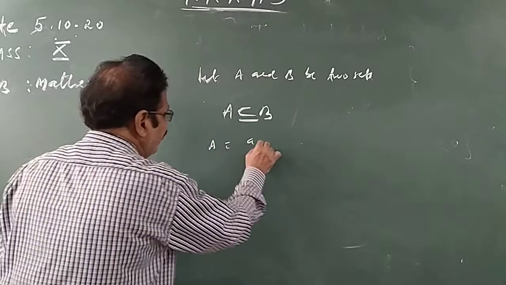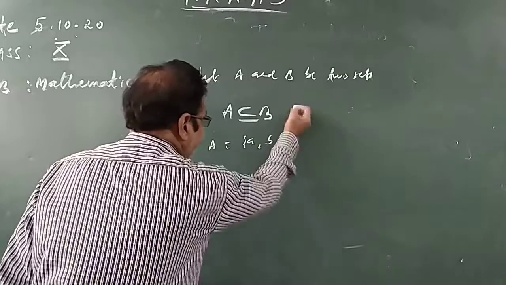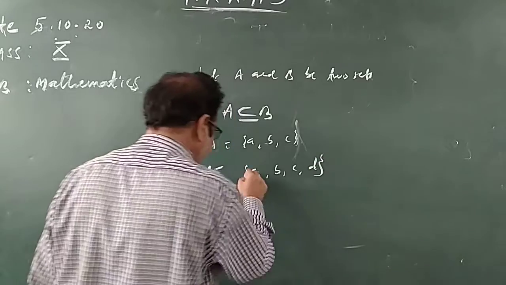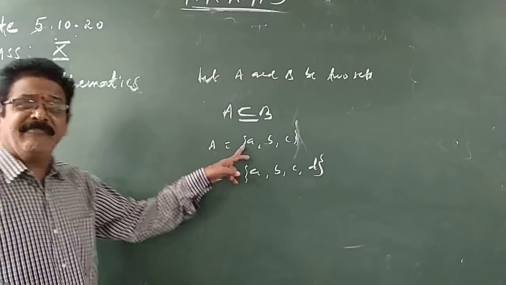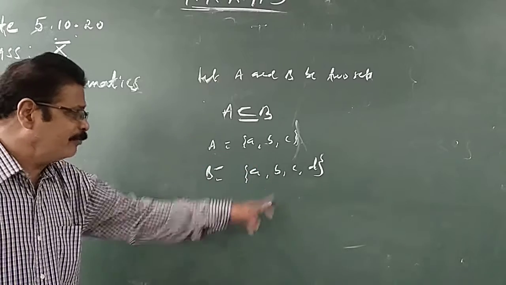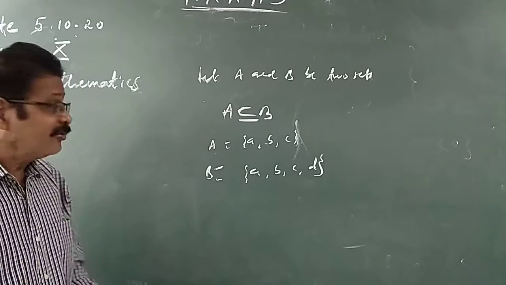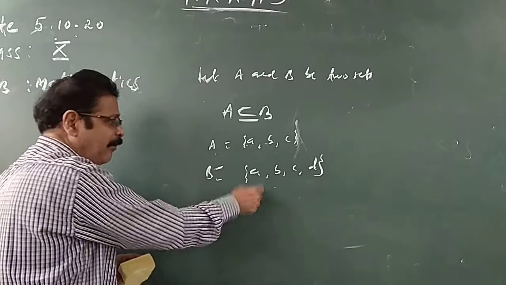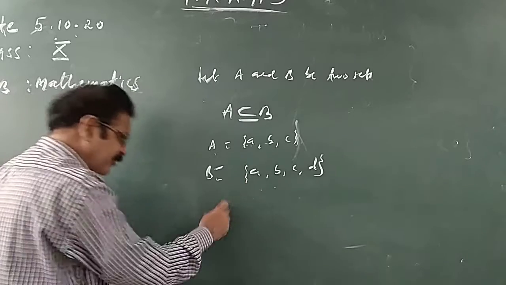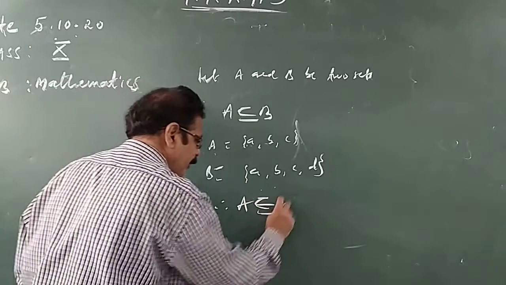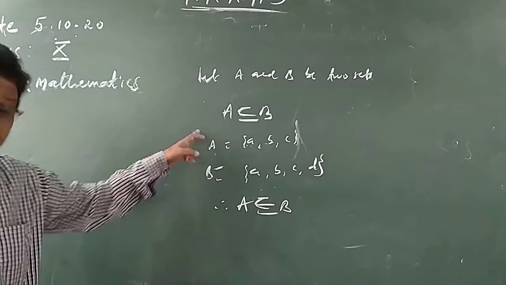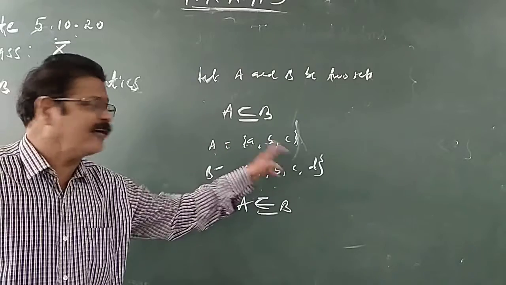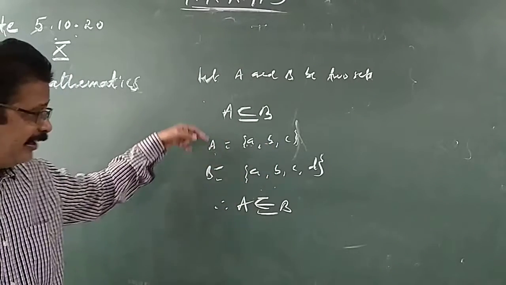Example, A equal to {a, b, c} and B equal to {a, b, c, d}. Every element of A belongs to B: a belongs to B, b belongs to B, c belongs to B. So every element of A is present in B. Therefore, A is a subset of B. Is every element of B present in A? No. D is not an element of A. So B is not a subset of A. Only A is a subset of B.